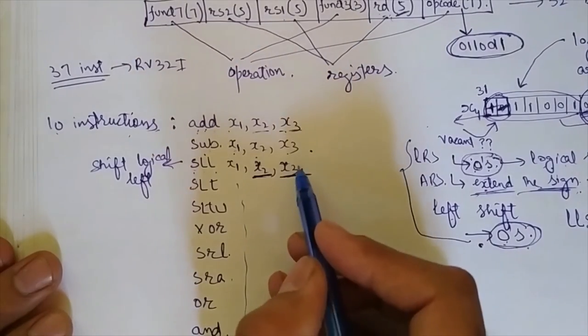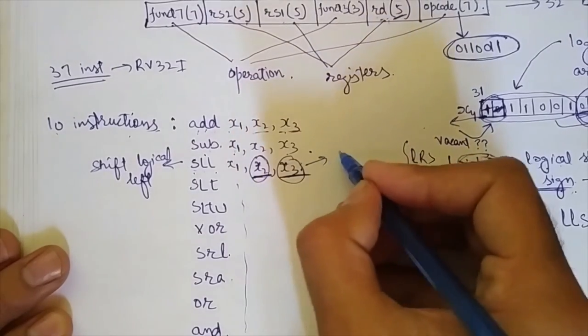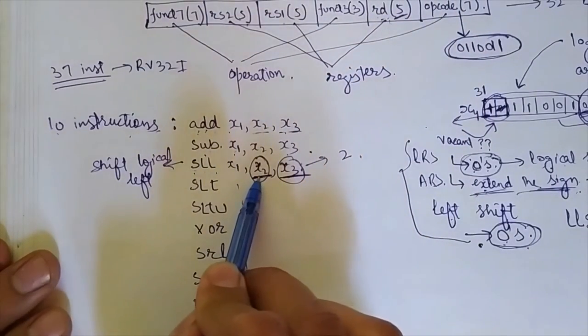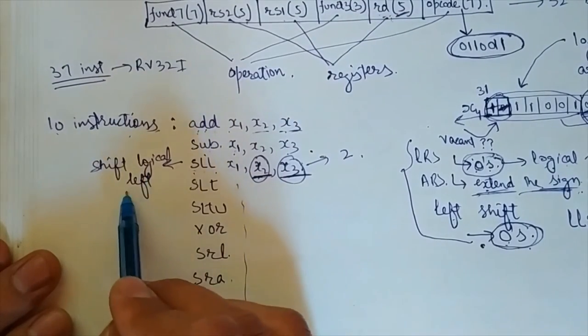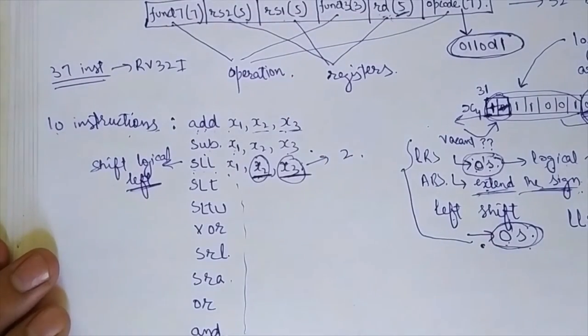Okay, shift X2 by X3. Let's say in X3 we have 2. 2 means we have to shift 2 bits in X2. What kind of shift? Left shift. And place the result in X1. Final result.